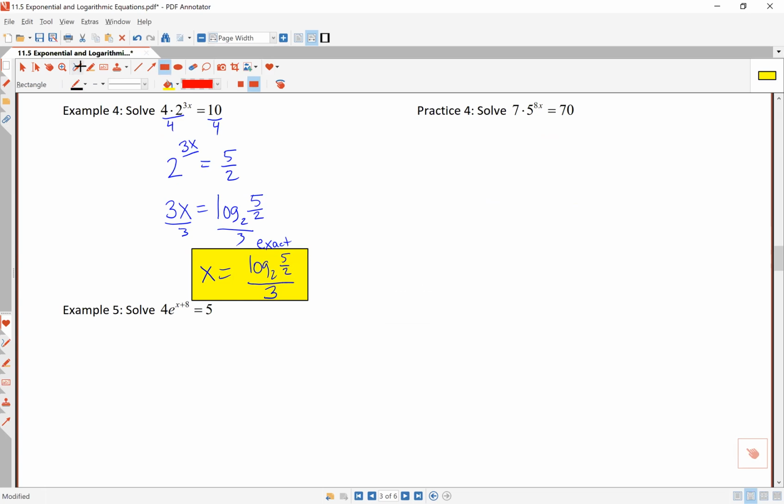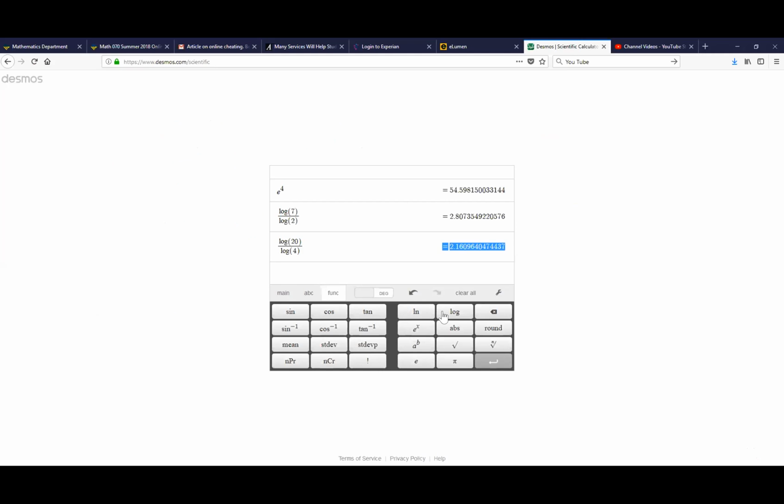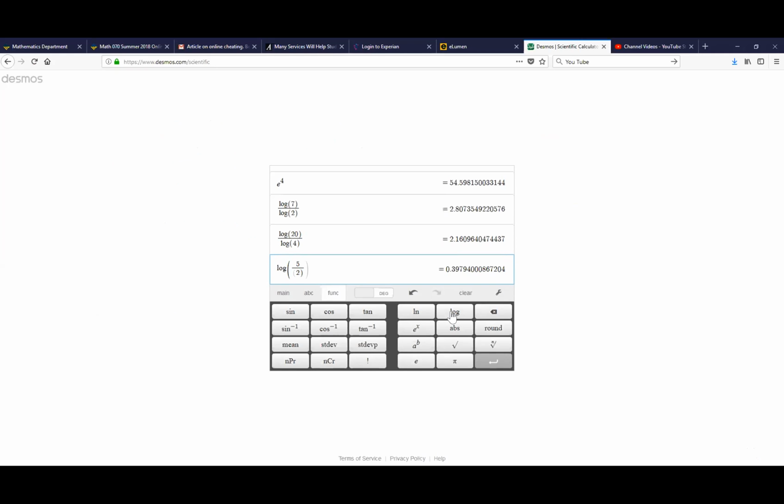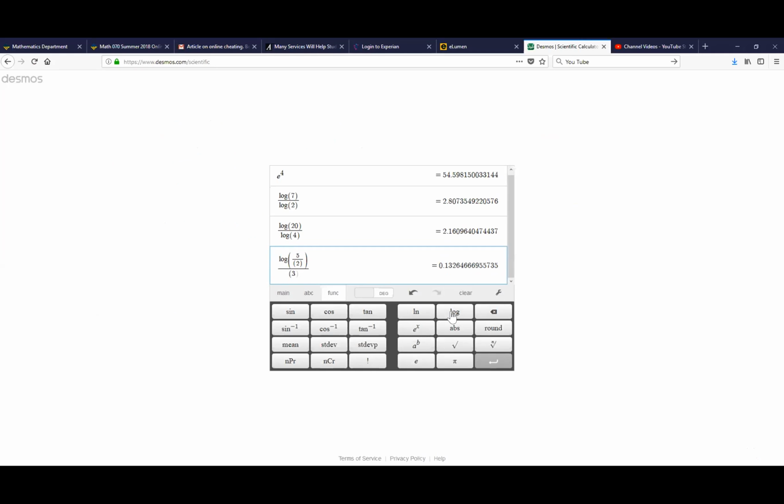In the event that you want to estimate this, we would say that this is log of 5/2 divided by log of 2 divided by 3. Well, that 3 goes down in here. The denominator is 3 times log of 2. If I want to estimate that, do the log of 5 divided by 2, divided by 3 log of 2.